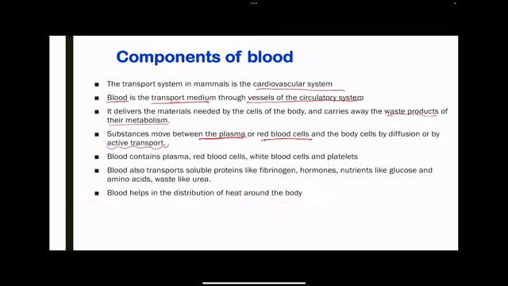Blood contains plasma. It also contains red blood cells, white blood cells, platelets, and many more components. Also, blood transports soluble proteins like fibrinogen. This is used in the formation of fibrin so that blood clotting can occur. There are hormones, there are nutrients like glucose, amino acids, waste, and so on. Blood also helps in the distribution of heat around the body.